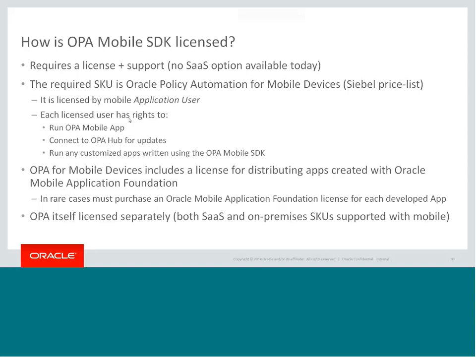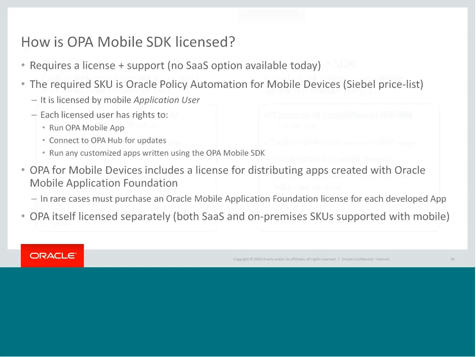Obviously, the OPA core components themselves, the modeling experience, come with the SaaS. If you buy the OPA software as a service SKU, then the modeling experience comes with that. On-premises, you need to buy the modeling experience and the processes or users that you want to run for the OPA hub to synchronize with that. That's licensed separately to hook up to the mobile app as well.